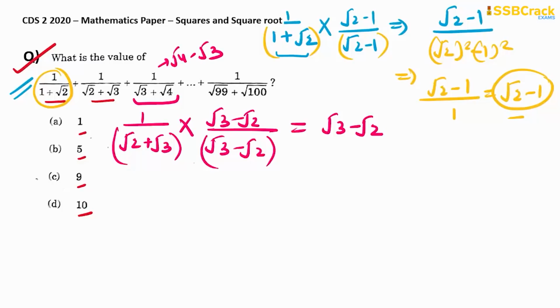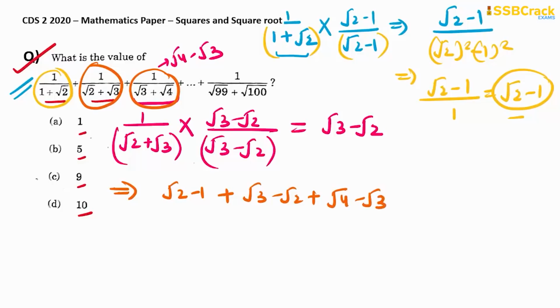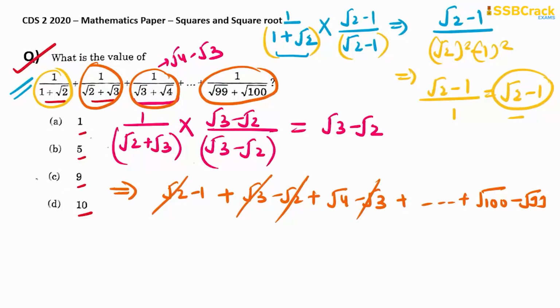So now we have decoded the given statement, and it will become (root 2 minus 1) plus (root 3 minus root 2) plus (root 4 minus root 3) plus up to here, this last term will become, if we rationalize, root 100 minus root 99. Okay. Now we can see that this root 2 cancels this root 2. This root 3 cancels this root 3, and in the same manner root 4 and root 99 will also cancel out. And in the end we will be left with minus 1 plus root 100.